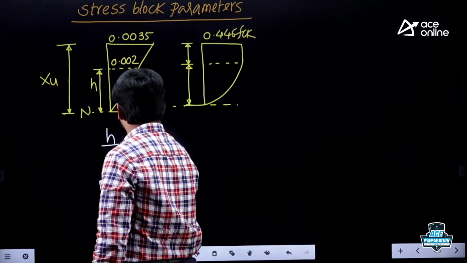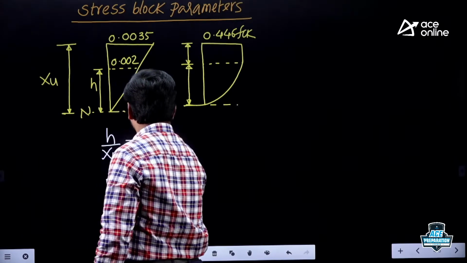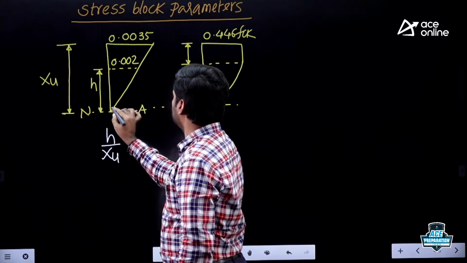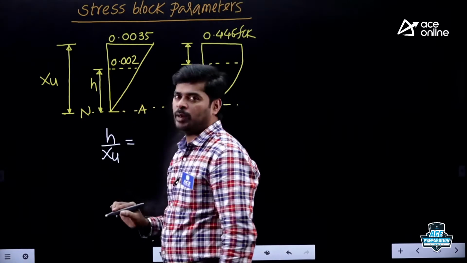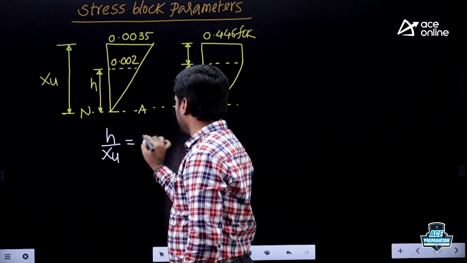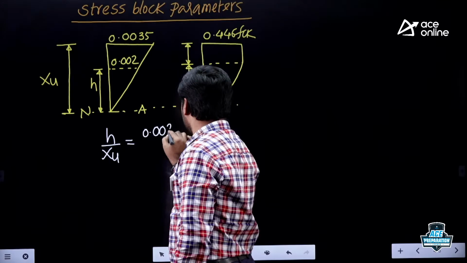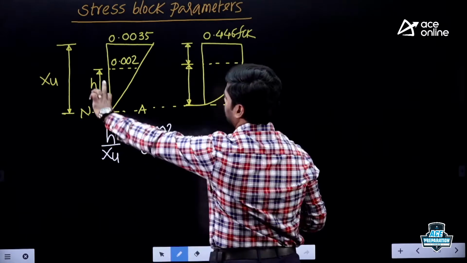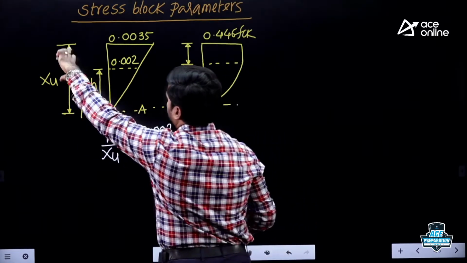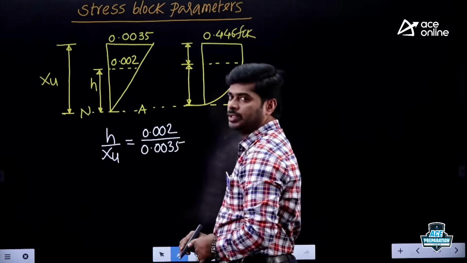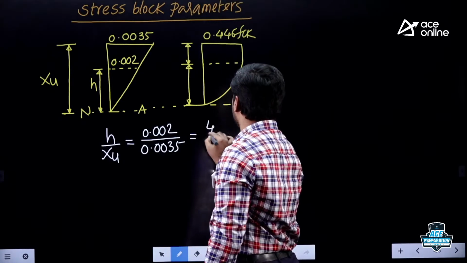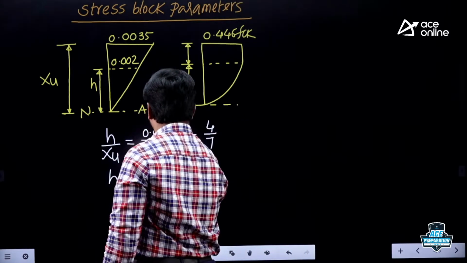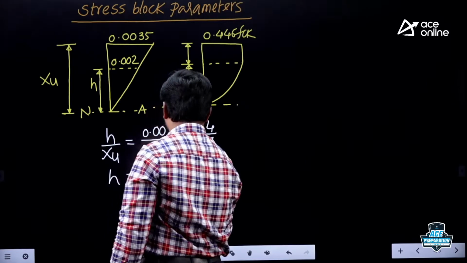From the strain diagram, just by taking similar triangles, this is one triangle up to 0.002, then it is another triangle up to 0.0035. H upon XU equals 0.002 upon 0.0035. For a depth H, strain is 0.002. For a depth XU, strain is 0.0035. If you simplify, you will get 4/7. From this, you will get H equals 4/7 XU.